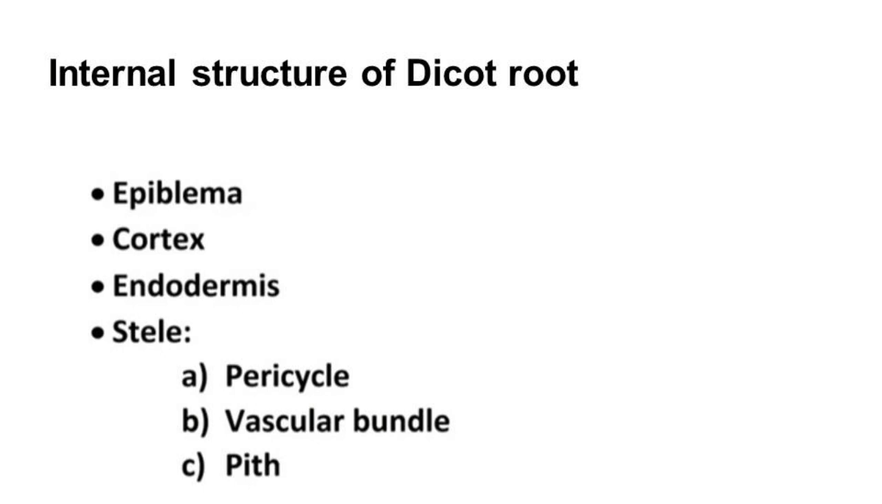Last, stele. All tissues inner to the endodermis constitute the stele. It includes the pericycle and vascular bundle. First one is pericycle. Inner to the endodermis lies a single layer of pericycle, the site of origin of lateral roots. Second one is the vascular bundle. In this vascular bundle, xylem is exarch and tetrarch. This tissue is present between xylem and phloem, so it is called conjunctive tissue. In the dicot root, it is made up of parenchyma.